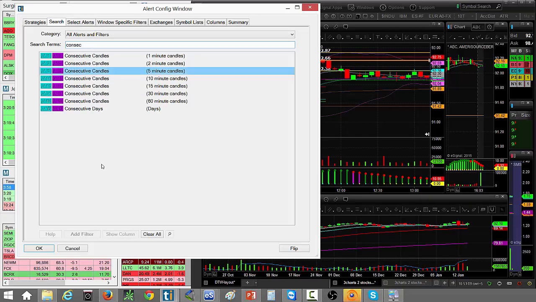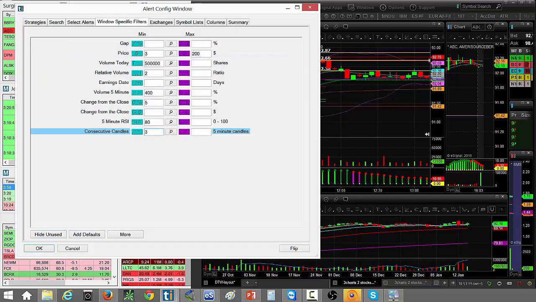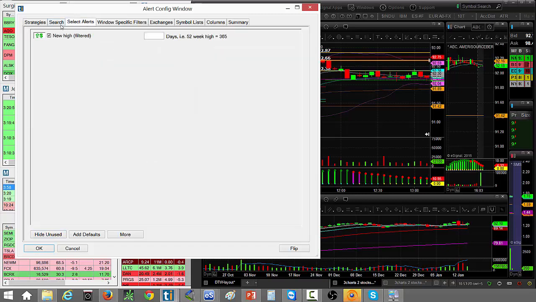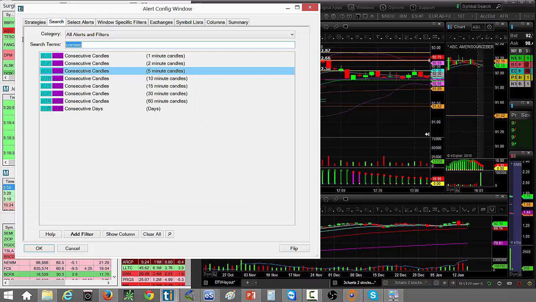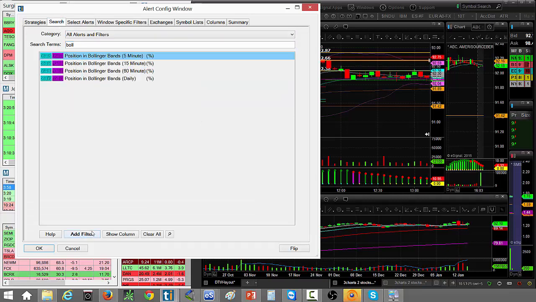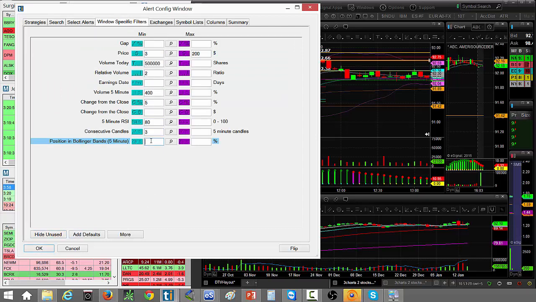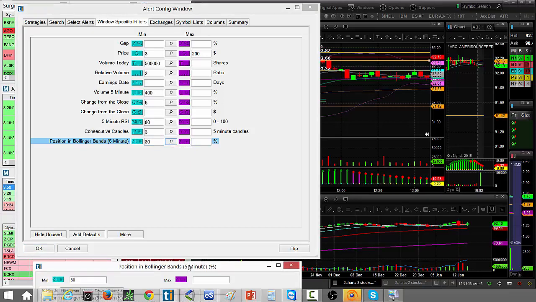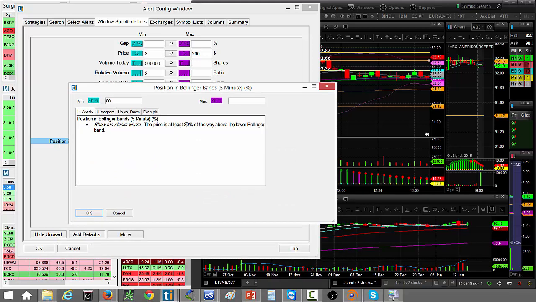Consecutive 5-minute candles. Let's add filter. So let's just say at least 3 consecutive 5-minute candles. We can always increase these numbers to tighten the filter a little bit later. Bollinger Bands. We'll say position of the 5-minute Bollinger Bands. Let's say a minimum of at least 80. And now you can click this little show me button, and it'll say the price is at least 80% of the way above the lower Bollinger Band. That just defines what you set right there if you're a little confused about what the parameters are really referring to.